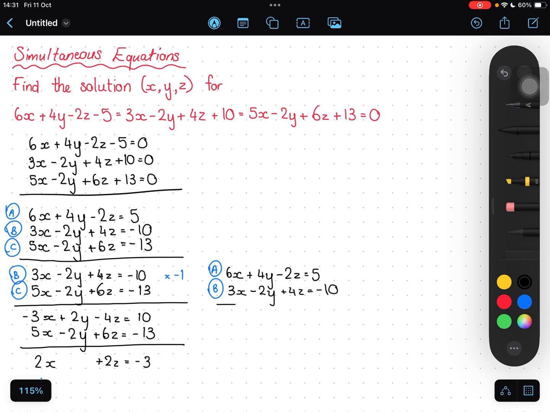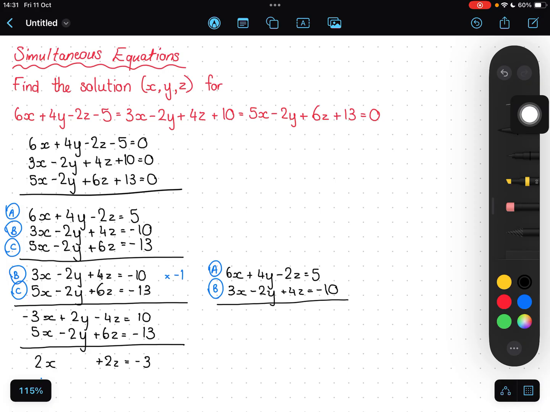Here it looks like it'd be easy to cancel a few different letters, but remember we have to cancel the y because what we're looking for is an equation with just x and z. Over here we have just x and z, so we want a second equation with just x and z.